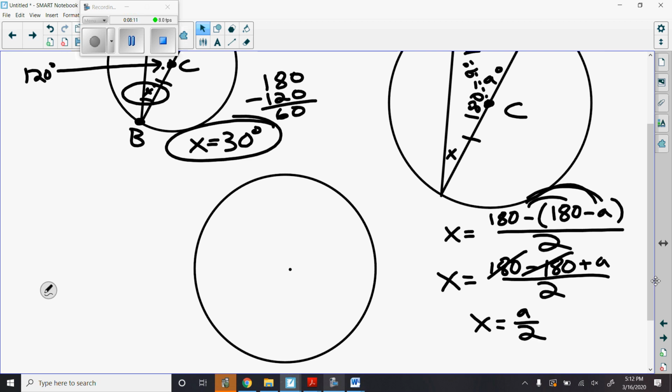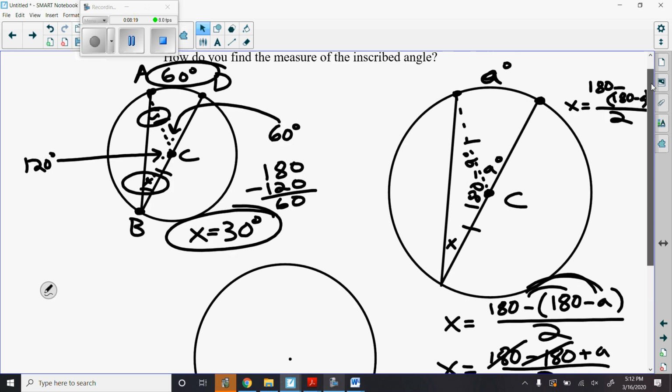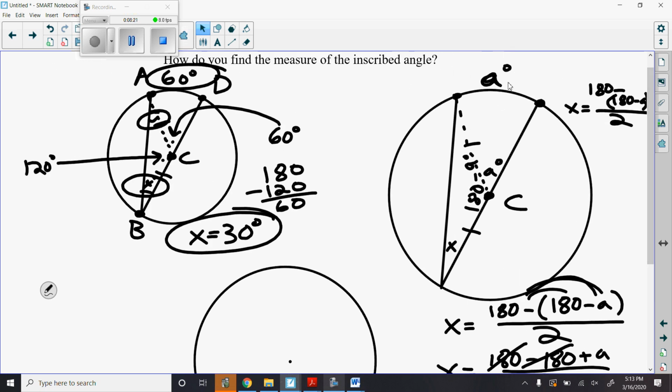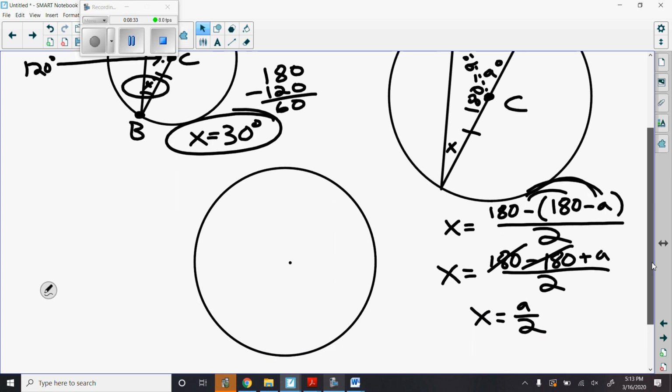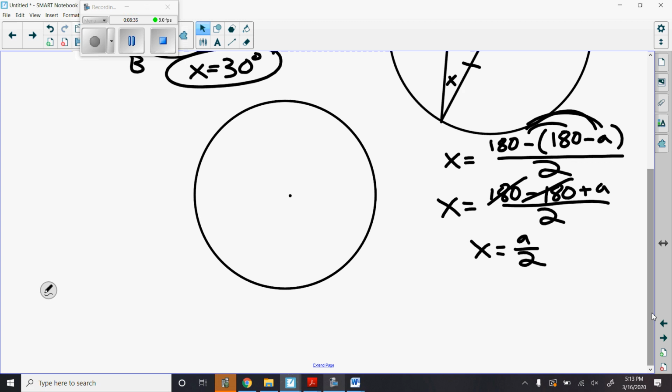What this tells me then is that this angle right here, X, always has to be half of this bend. Now you may say, hey, that only works if it goes through the center. What if I had an inscribed angle that didn't have one part of it going through the center? Well, guess what? It still works. Let me just show you quickly. What if I had an inscribed angle that looks like this?